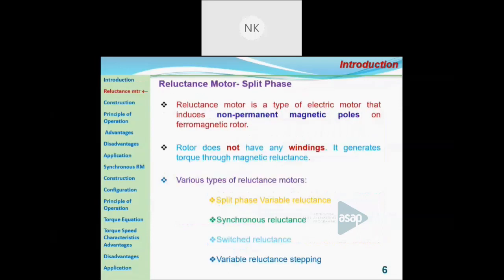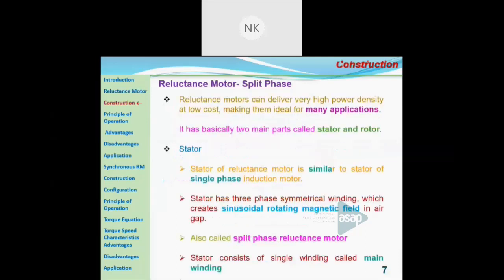A reluctance motor is a type of electric motor that induces non-permanent magnetic poles on the ferromagnetic rotor. That means the rotor does not have any windings or permanent magnets. It generates torque through the magnetic reluctance property. Different types of reluctance motors are there: split phase, variable reluctance, synchronous reluctance, switched reluctance, and variable reluctance stepping. First we will see the split phase reluctance motor.